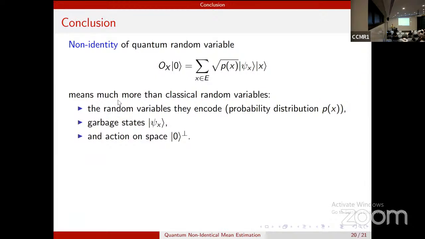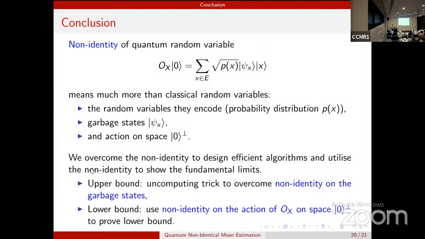Okay, so let's make a conclusion. In this paper, we explore the non-identity of the quantum random variable, and we have three different types of non-identity. We show how we overcome the non-identity on the garbage state for the upper bound to design an efficient algorithm, and we see how we use the non-identity on the action of the complementary space to prove the lower bound. So this is our paper.